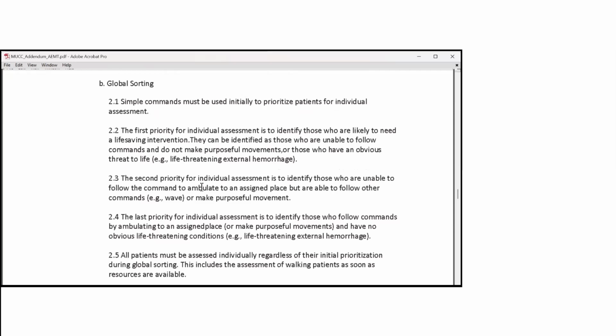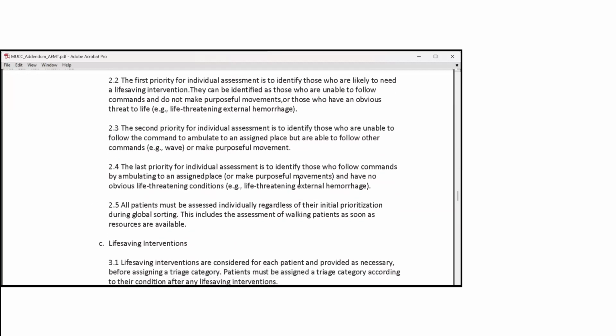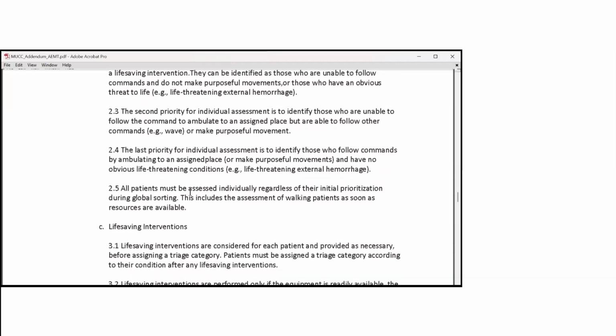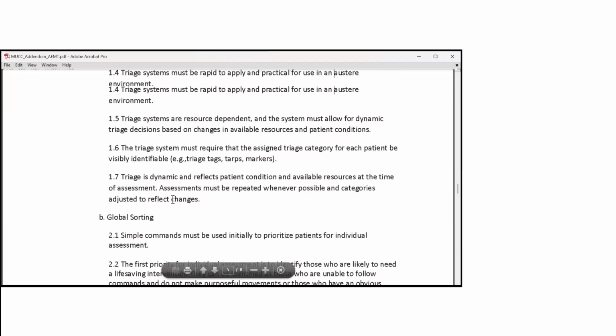The second priority for individual assessment is to identify those who are unable to ambulate to an assigned place, but are able to follow other commands, e.g., wave or make purposeful movements. So first priority, those with life-threatening issues. Second priority, those unable to ambulate but who can follow some simple commands. The last priority, of course, is those who follow commands and can walk around with no obvious life-threatening conditions. Those ones are separated. Then all patients must be assessed individually, regardless of the initial prioritization during global sorting. This includes your green patients, your walking patients. So that's just sorting; the first part of your triage process is global sorting.